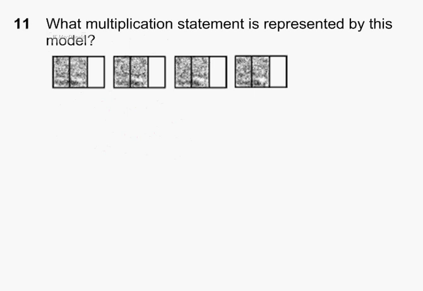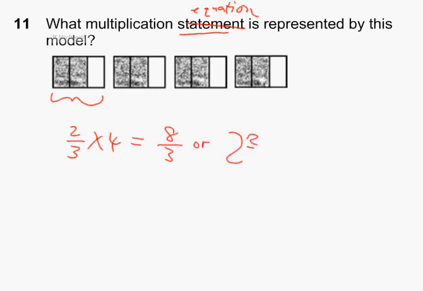Question 11. What multiplication statement is represented by this model? Well, we started off with 2/3, and we quadrupled it, or we multiplied it by 4. So the answer is 2/3 multiplied by 4. And if you wanted to make it an equation instead of a statement or an expression, you could say that that is 8/3 or 2 2/3.